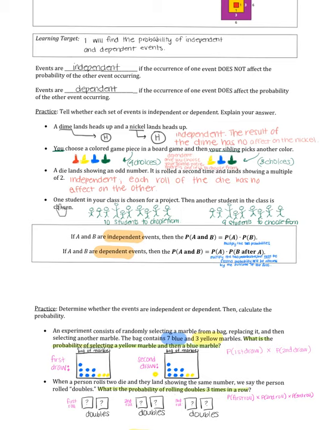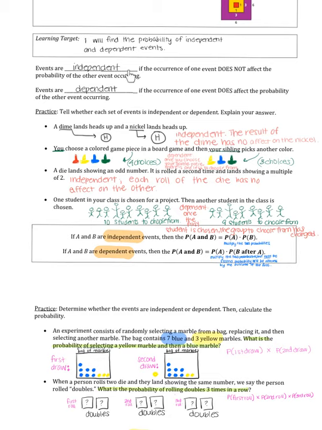In this final example, one student in your class is chosen for a project. Then another student in the class is chosen. If you have 10 students in your class to choose from, the first time you choose, you have 10 options. However, once one student is chosen, when you're choosing the second student, you now only have 9 students to choose from, or one less. So this event would be dependent, because once the first student is chosen, the group to choose from has changed.